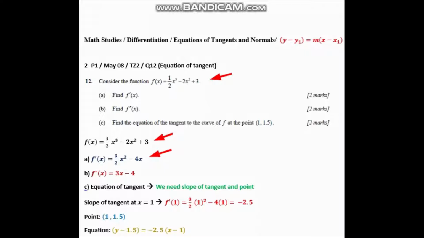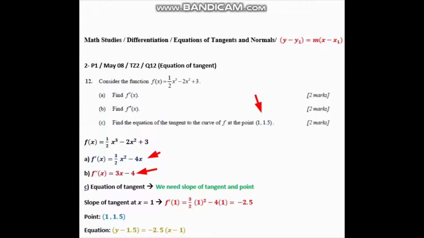In question B, I'm required to find f double dash of x. F double dash of x is simply the derivative of the derivative. So I'm going to differentiate this blue function, obtaining the red function right there, which is f double dash of x. Again, this is straightforward differentiation. For question C, I'm required to find the equation of the tangent to the curve at the point (1, 1.5).